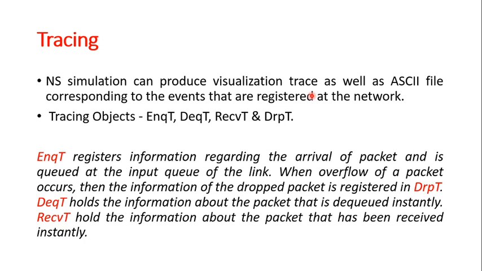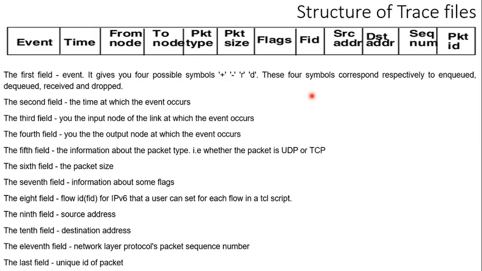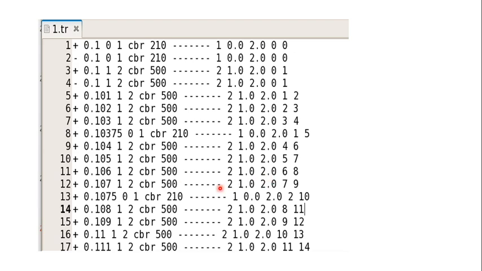Then finally the trace file, tracing of 4 tracing objects: NQ, DQ, receive and drop. And these are the 12 fields of the trace file, which we saw, and here is an example of the trace file.